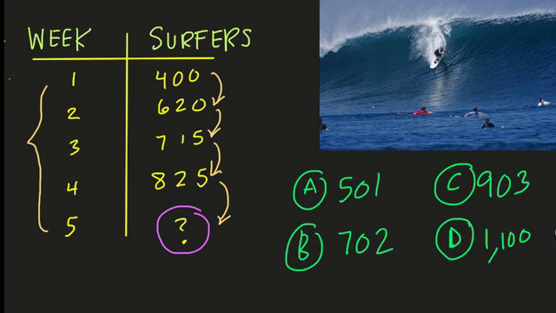Well, again, we're estimating, and in something like this, because this is an estimation process, you want to make it as easy on yourself as possible. So I notice that here from 400 to 600, I'm adding about 200. And here from 620 to 715, I'm adding about 100. Okay, so far, my average increase is about 150, right? 200 plus 100, that's 300 divided by 2, so the average is 150.